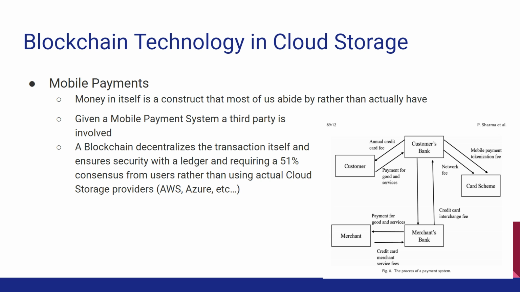A blockchain decentralizes a transaction itself and ensures security with a ledger, meaning that most of the transactions are recorded sequentially with the chain, requiring the 51% consensus from users rather than the actual cloud storage providers. So instead of relying on AWS or Azure, etc., you would seemingly have your own database and nodes with your respective users.